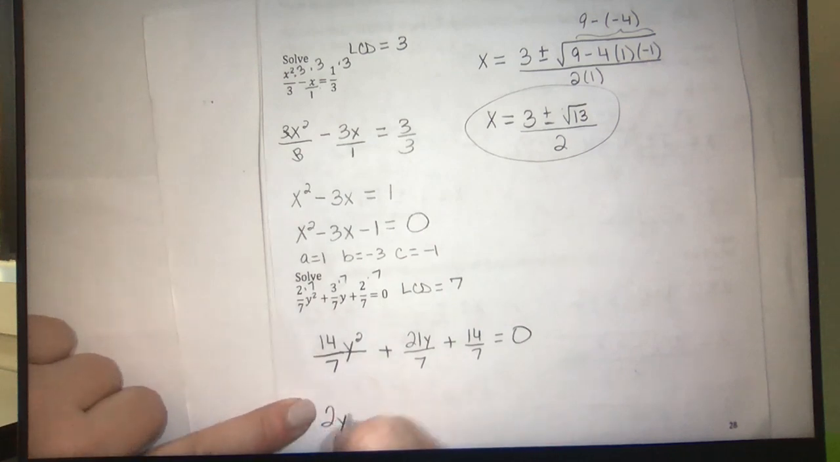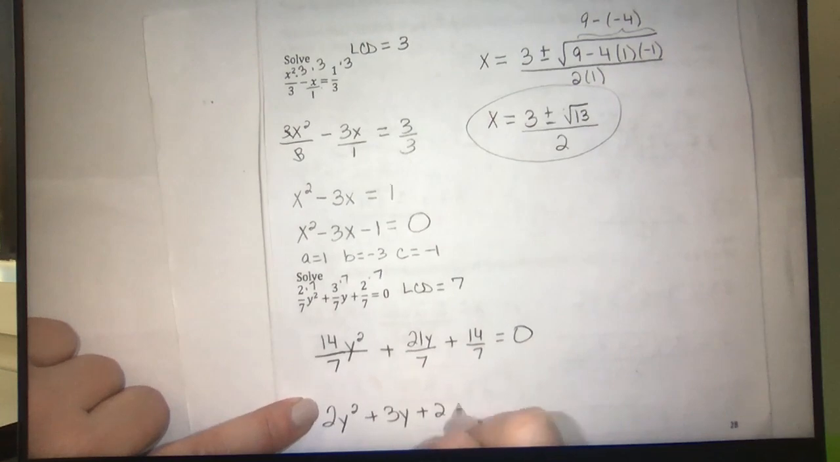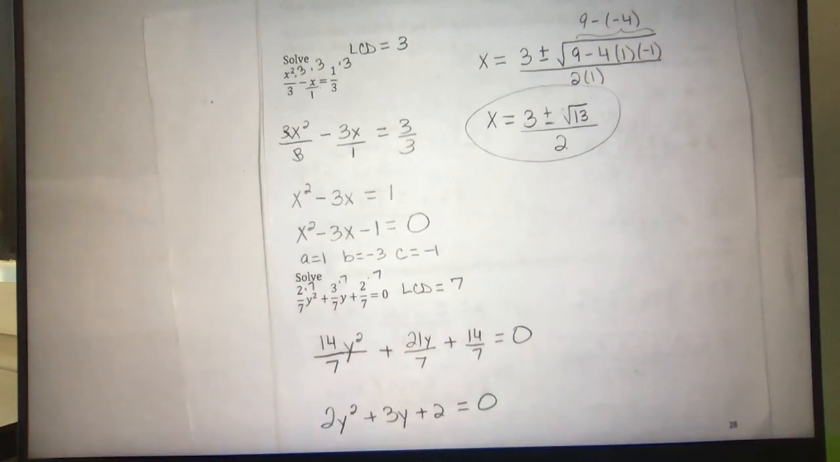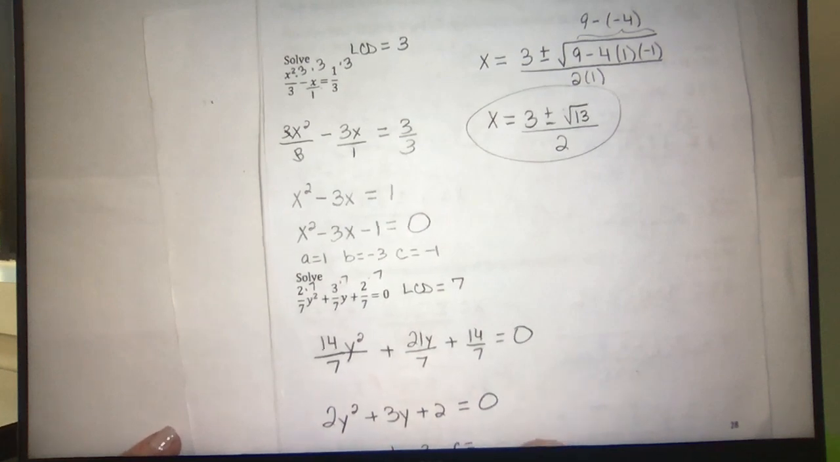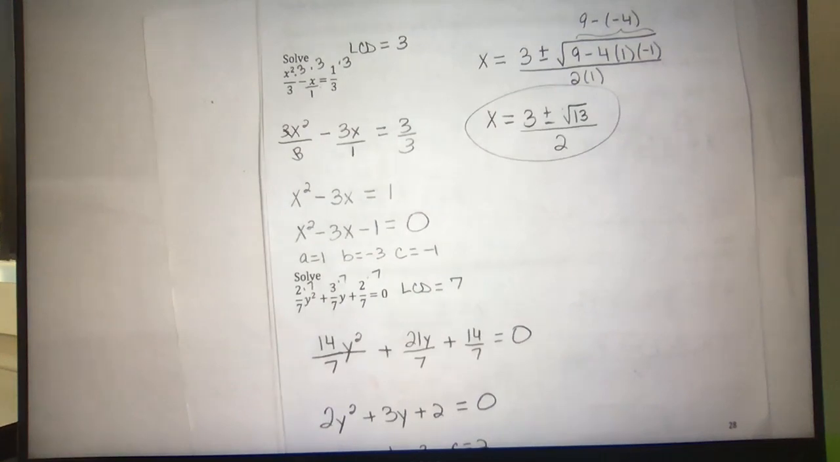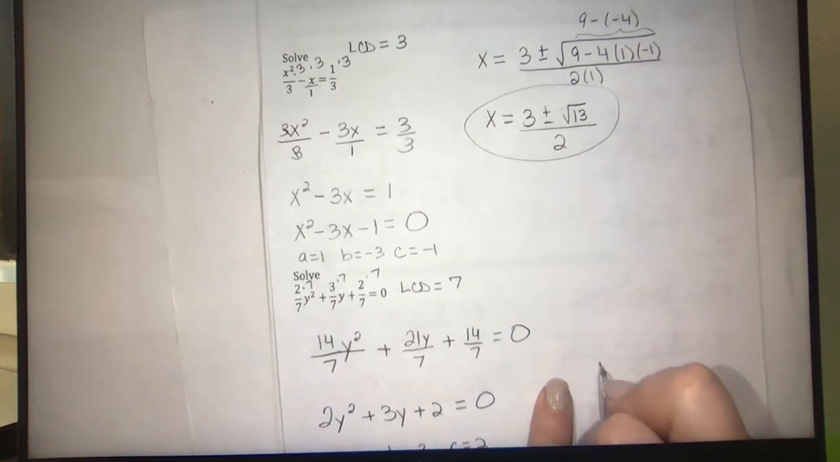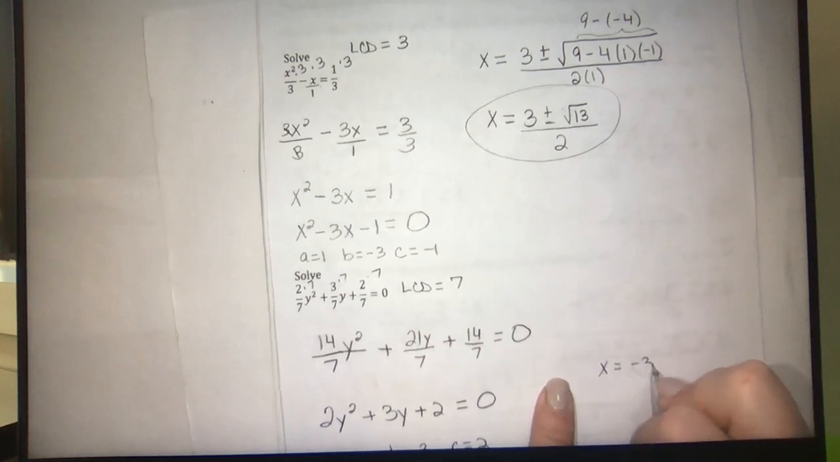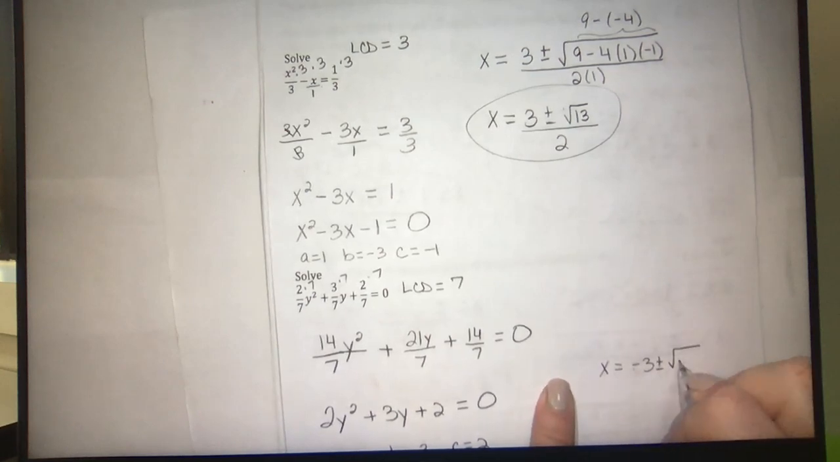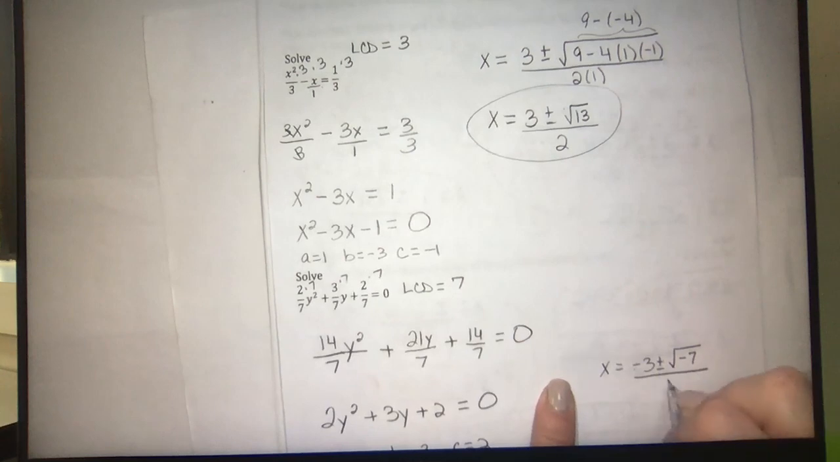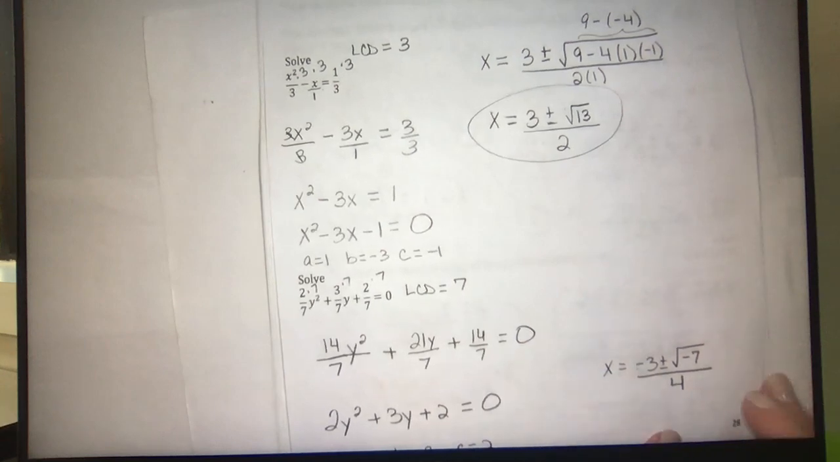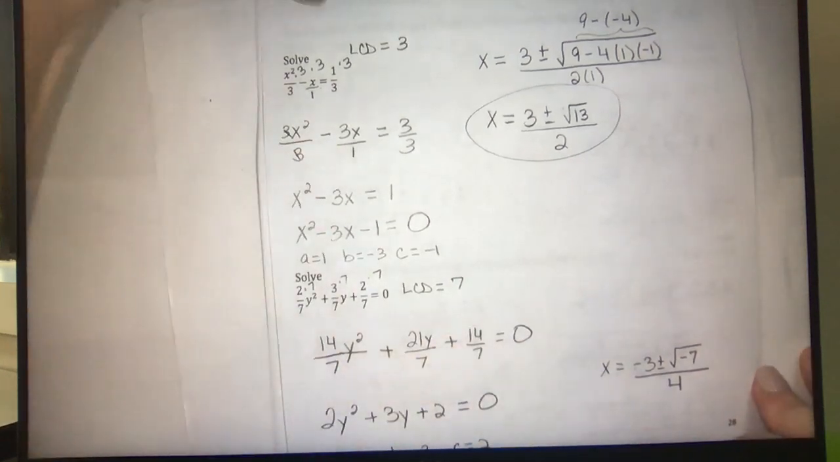Okay, I'm going to reduce and get 2y squared plus 3y plus 2. My A is 2, my B is 3, and my C is 2. All right, I'm going to let you plug it in, but I'm just going to tell you what you end up with is this. Okay, I'm going to go ahead and let you plug it all in.